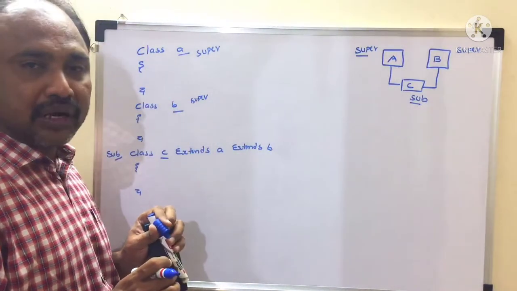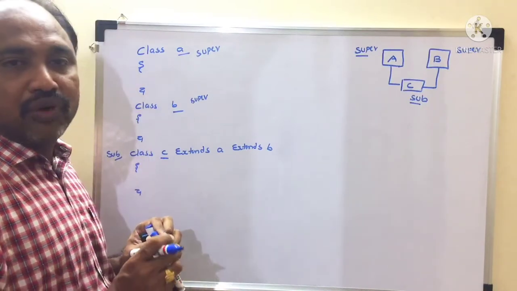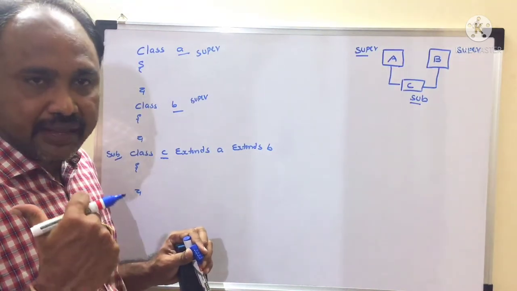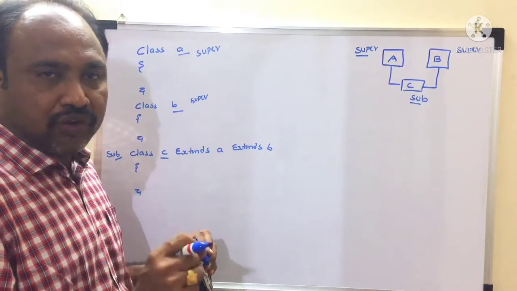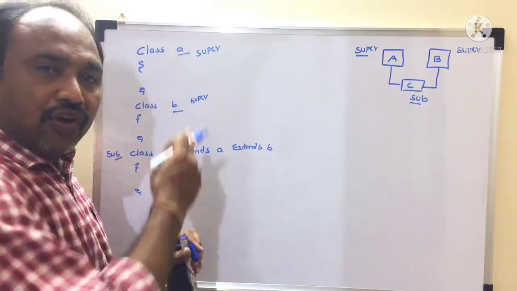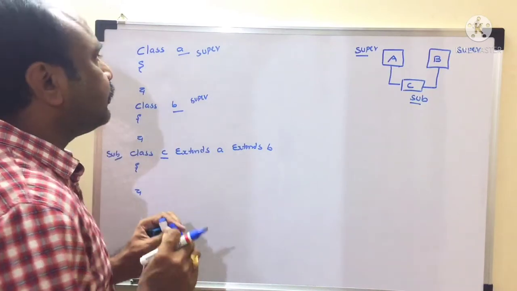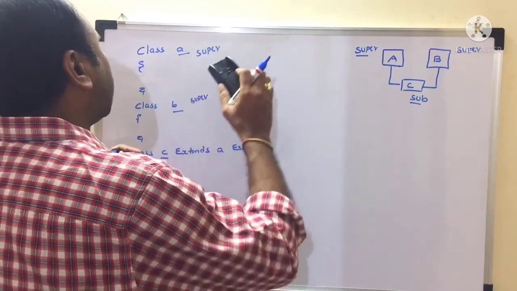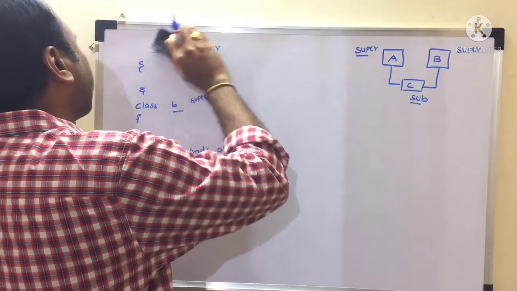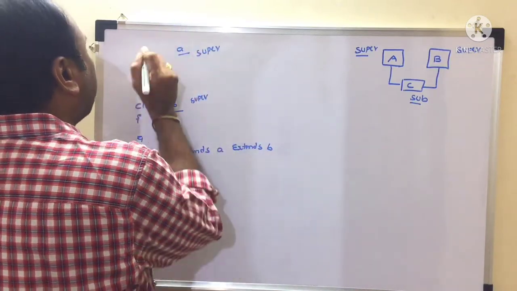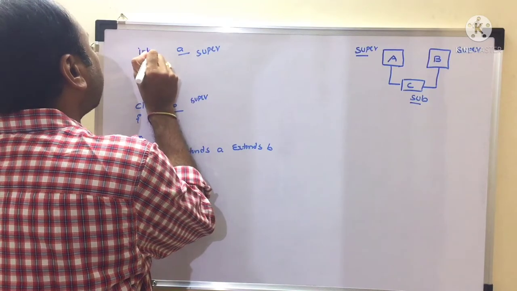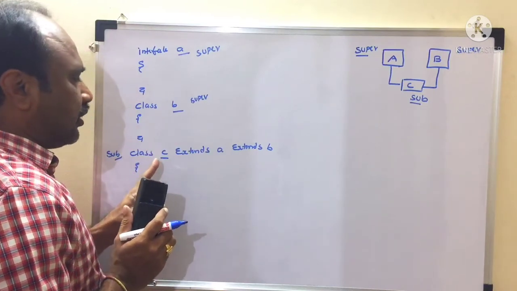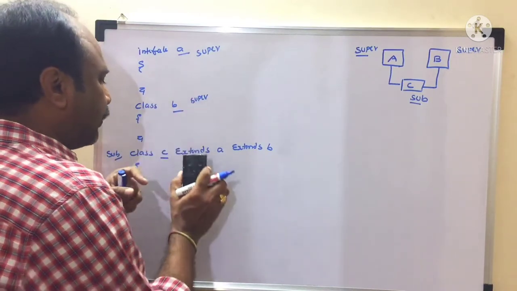To overcome this problem only, they have introduced the interfaces concept. Already in my previous video, I explained what an interface is and how to work with an interface. Go and watch that video for a better understanding of this concept. That means instead of taking this class, A class or B class, take any one as an interface. Either A as an interface or B as an interface. Now I am taking A as an interface. Now we have to create C class from A interface and B class.